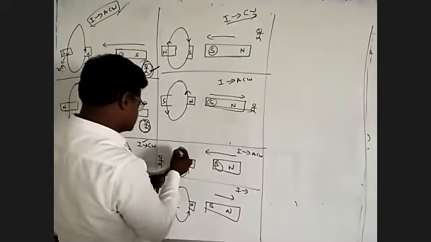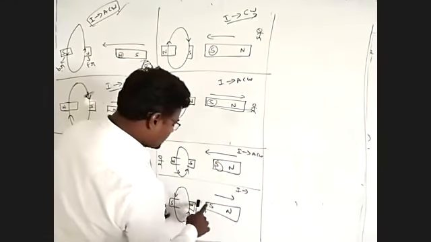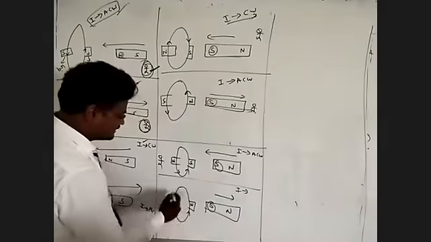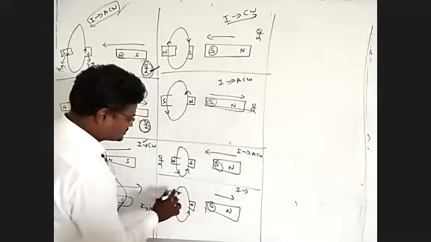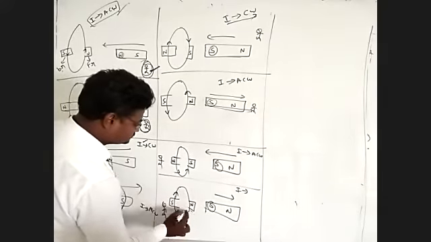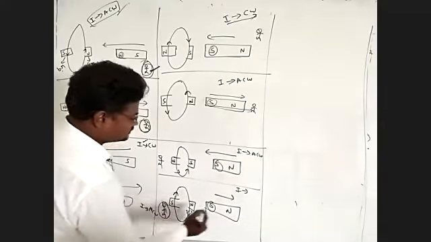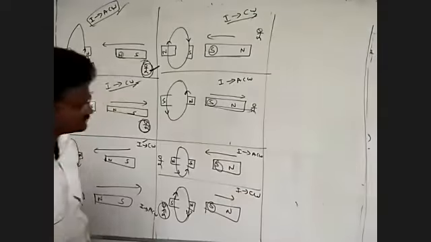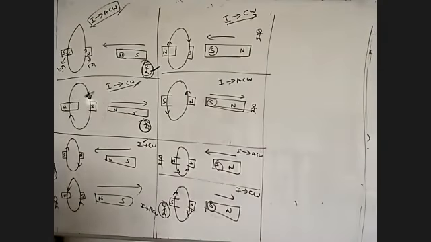This is clockwise, this is anti-clockwise. Now, the south pole of the magnet is moving away, which means this is north and this is south. South means clockwise. Now you can write: south pole means clockwise direction. That is very, very important.